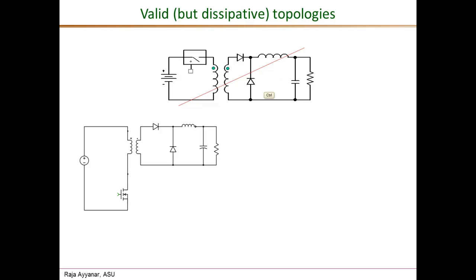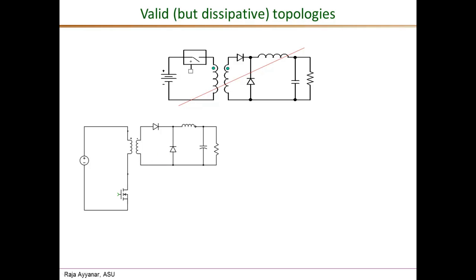Okay, so this is the last version which we saw was invalid because it violated the flux continuity. So we are going to attempt to provide a mechanism for maintaining the flux continuity. The two schemes that I'm going to show in this slide are valid topologies, but they are dissipative, meaning they waste the stored energy in the magnetizing inductance each time the converter undergoes a switching.